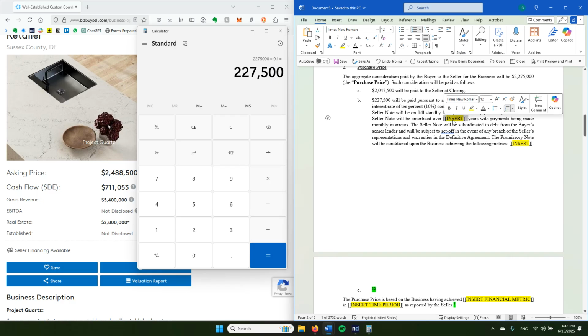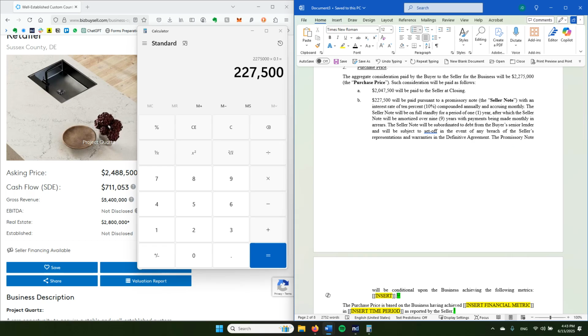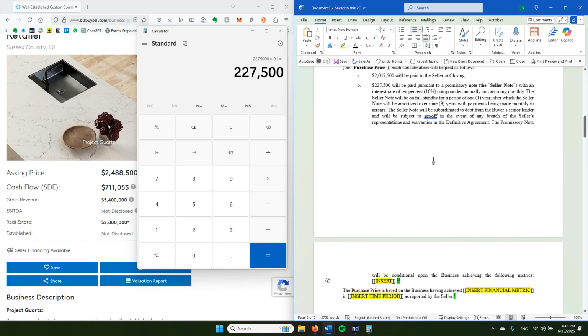And then, I'll just say a period of 1 year standby. So that's not needed for any sort of SBA purposes, but I'm writing that into my offer to help with cash flow. All right. And we leave the rest.